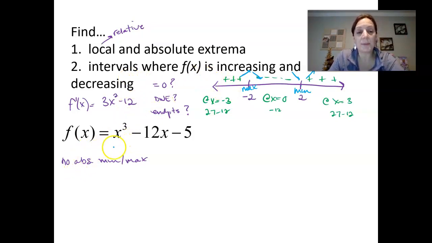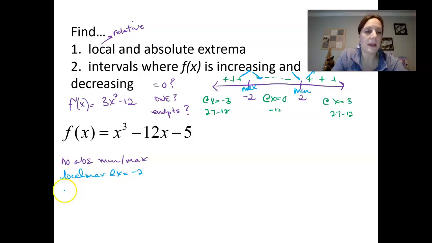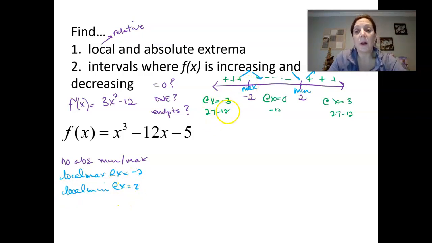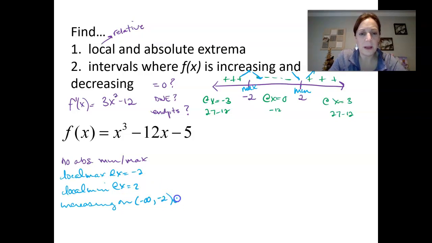All right, so we said no absolute min or max, so now I have to go over here, even though I already wrote it, and say there is a local max at x equals negative 2, and there is a local min at x equals positive 2. They also want intervals of increasing and decreasing. So we'll say increasing on, and we're going to use interval notation here. So I'm going to say negative infinity to negative 2 and 2 to infinity.